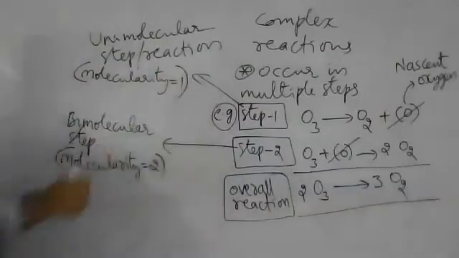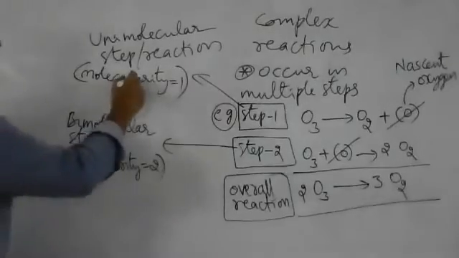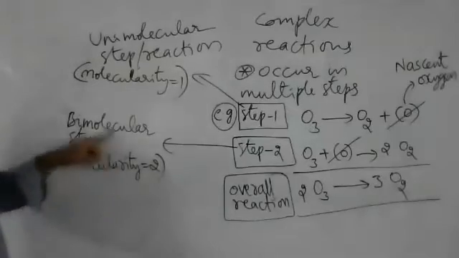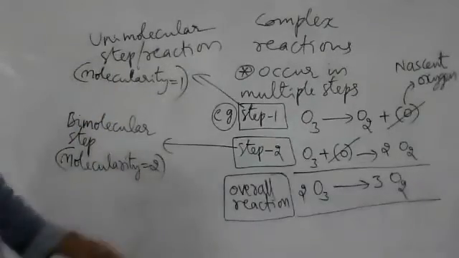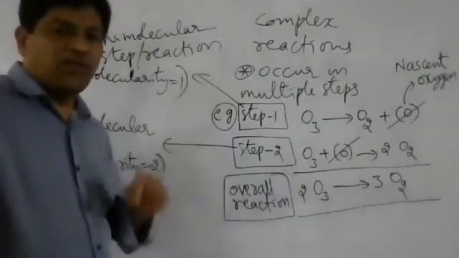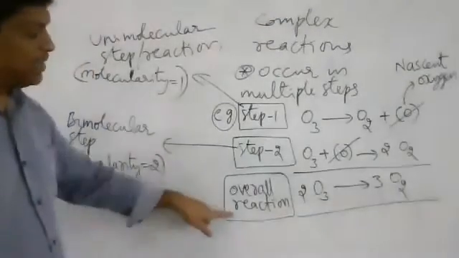Molecularity of this step is what? Step 1 is what? 1. So molecularity is nothing but the number of reacting species that attack each other to give products. It's called molecularity. Here it is bimolecular, and this one is unimolecular. The overall reaction is also bimolecular, we can say. Now what we have to understand is to reverse this equation.